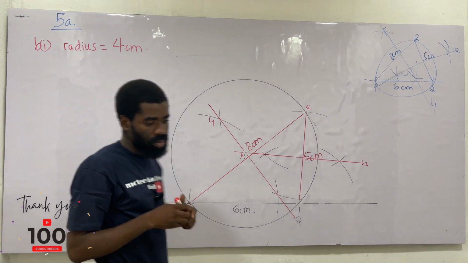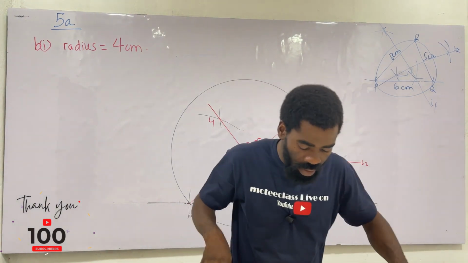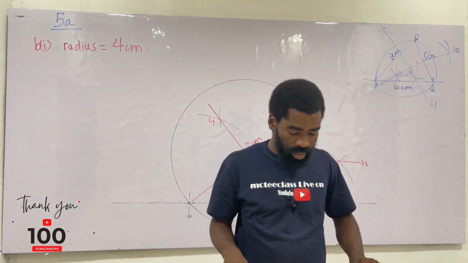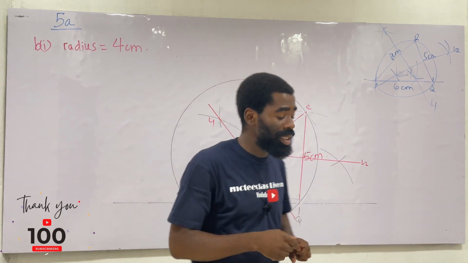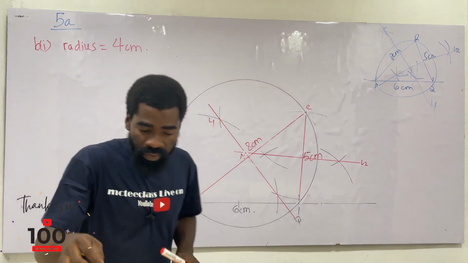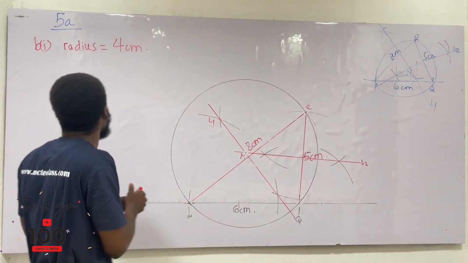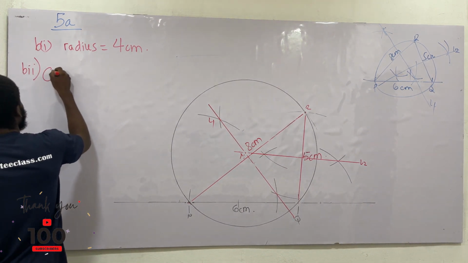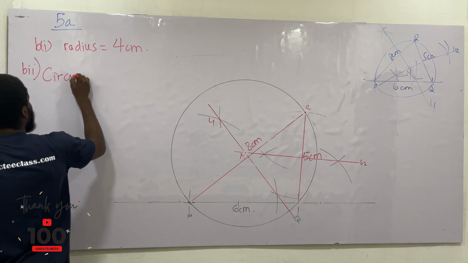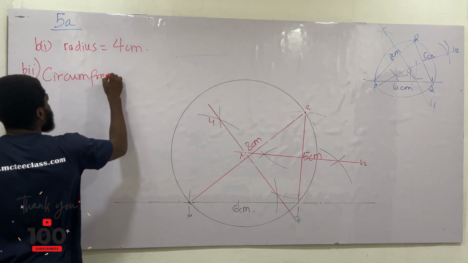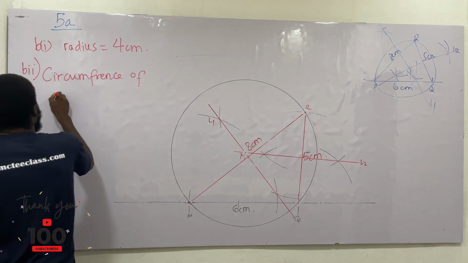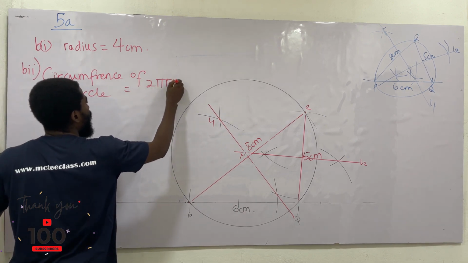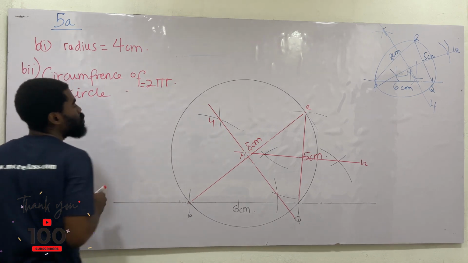Now, calculate the circumference of the circle, correct to 3 significant figures. So how do we calculate the circumference of a circle? This is BII. The circumference of a circle equals 2 pi r.